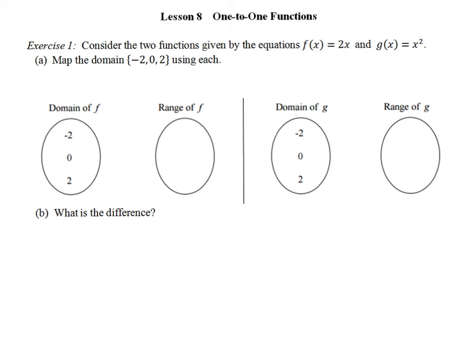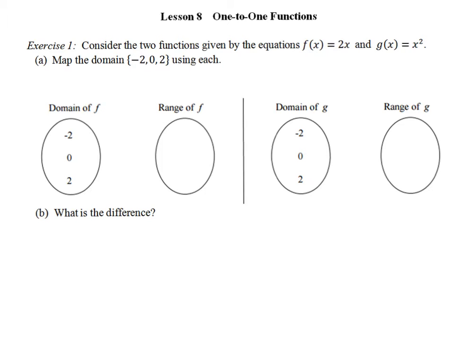Today we're going to talk about a special kind of functions called one-to-one functions. In exercise 1, let's consider the two functions f of x equals 2x and g of x equals x squared. We're going to use the domain -2, 0, and 2 for each of them. So I'm going to substitute each value in the domain into each function.